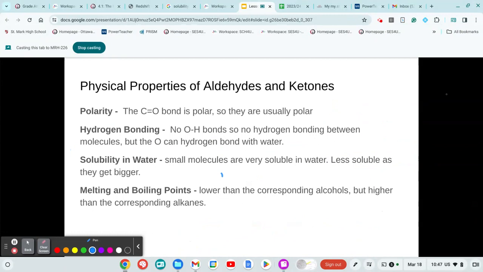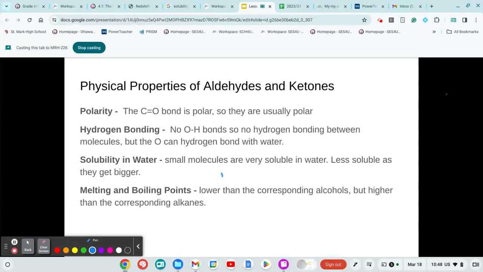I want to also talk about the physical properties of aldehydes and ketones. So remember that the second half of all these functional groups all have a carbon double bonded to an oxygen. We know that that carbon double bonded to an oxygen is going to be polar. So all of these aldehydes and ketones and carboxylic acids and esters and amides are going to be polar. For aldehydes and ketones, there's no bond between oxygen and hydrogen, though.